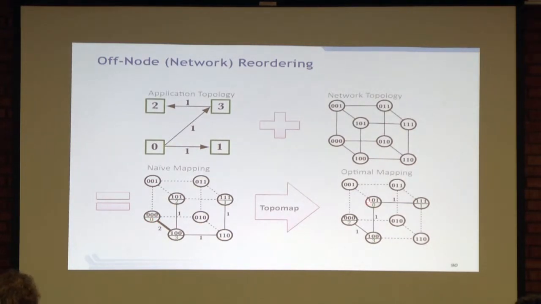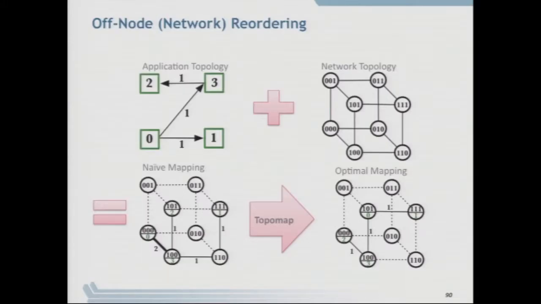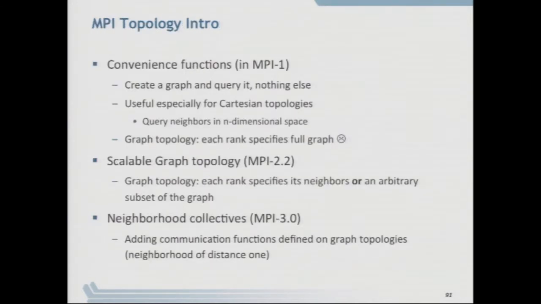A better mapping could be something like this, where you place them as 0, 1, 2, 3 here, and everywhere there's just one message across the link. So 0 communicates with 1, 0 communicates with 3, and 3 communicates with 2. So it's all 1 message per link. So just better utilization of the links. It's a simplified example, but that's the idea. You're utilizing the links better, with less congestion on the link or shorter distances to travel and so forth.